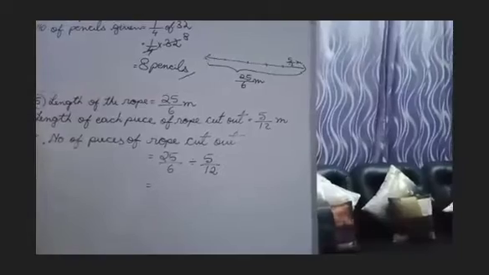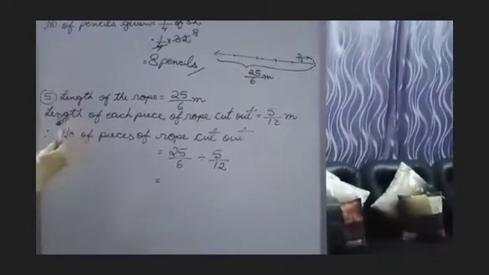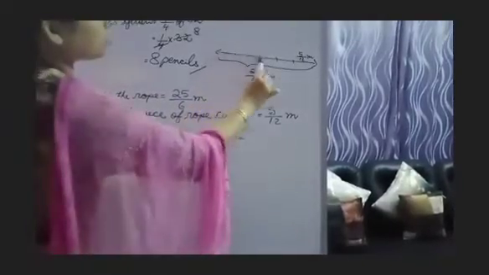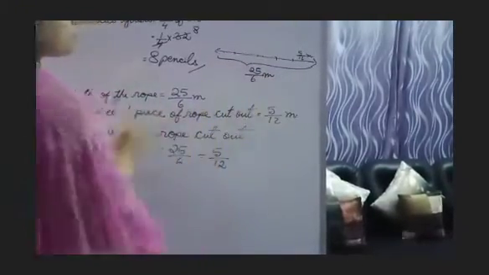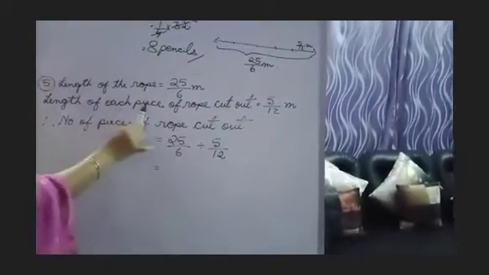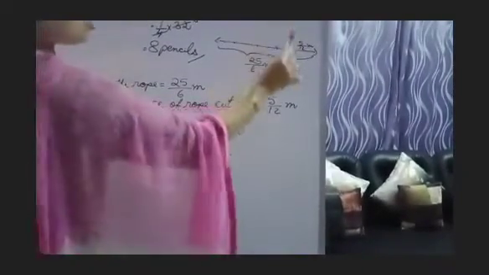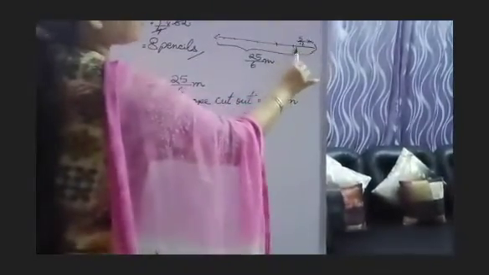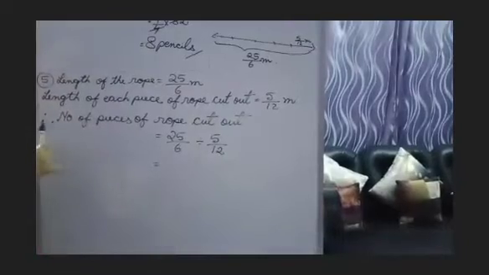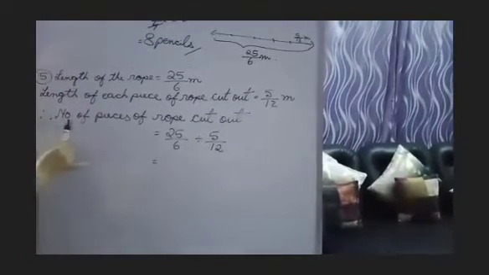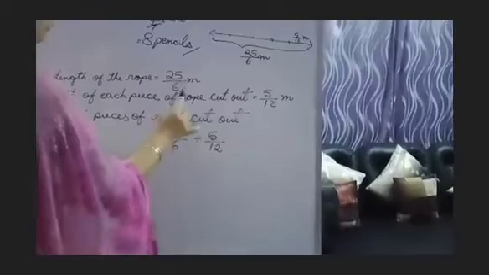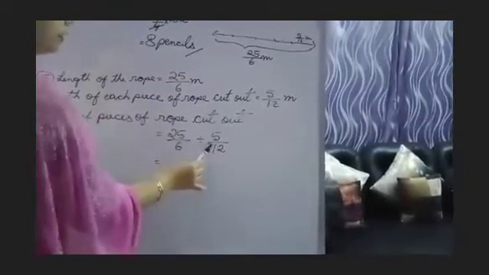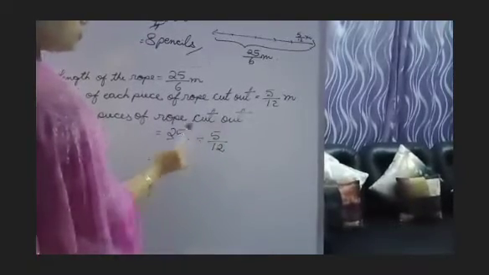So what will you have to do? We will have to do division here. The length of the rope is 25 by 6 meter. The length of each piece of rope cut out is 5 by 12. The question is asking how many pieces, so the number of pieces of rope cut out is the total length of the rope divided by the length of the piece you are cutting.